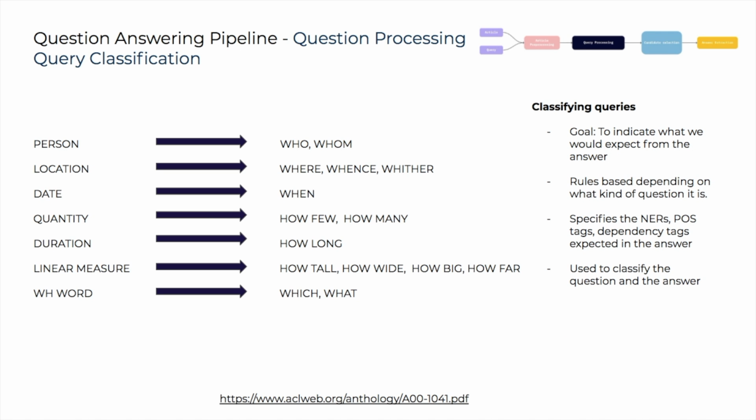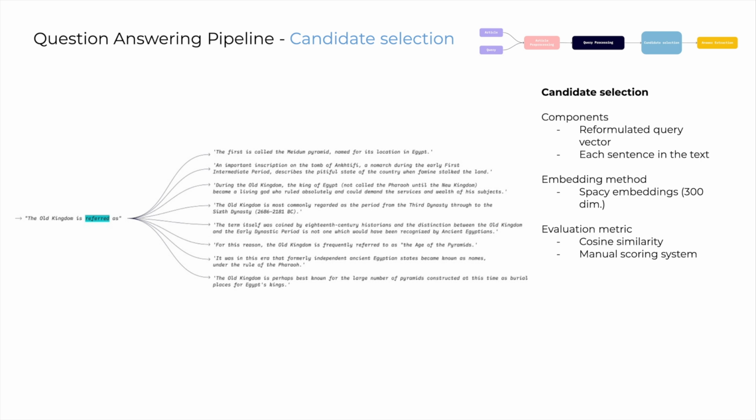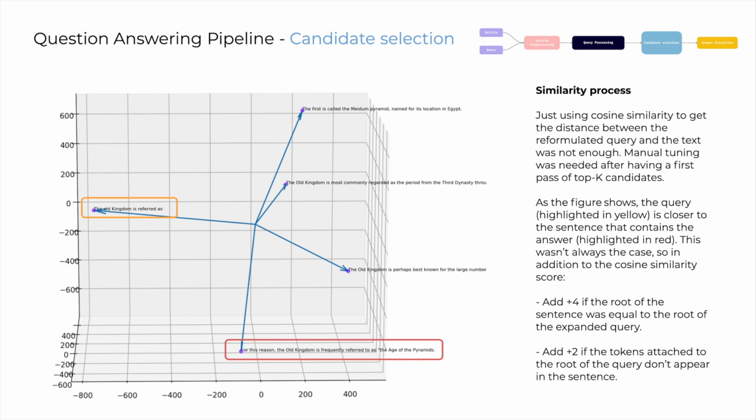The third component of question processing was query classification, that was used to determine what to expect in the answer. Based on the type of question, we can find out what named entities, POS tags, and dependency tags are expected in the answer to help find the closest, most concise match to the question. Once we have the reformulated query, we use a sentence embedding to measure cosine similarity between each of the sentences and the query. This is crucial to later on extract the specific answer from the selected candidate.